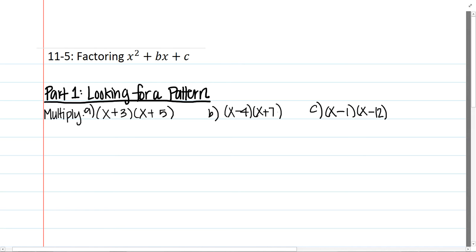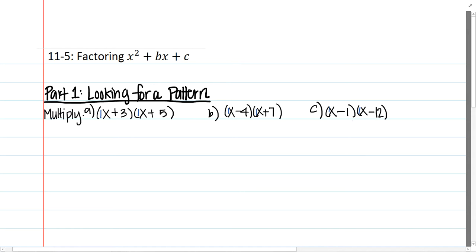Here we have three different problems where we need to multiply. We have x plus 3 times x plus 5, x minus 4 times x plus 7, x minus 1 times x minus 12. First of all, what do these three problems have in common? If you said that they are two binomials multiplying so that you have to FOIL them, you would be correct, but there's more to it than that. You'll notice that there's no numbers in front of the x. Well, I guess you could say that there's a 1, but there's no number other than that.